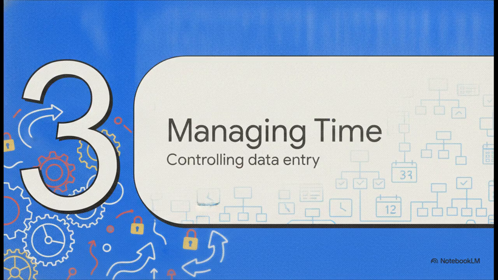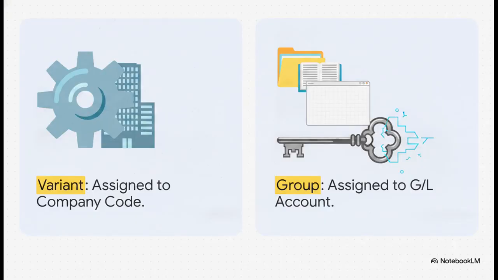Section 3. Managing time and status. With structure and risk sorted, we've got to dictate exactly how users enter data. You absolutely have to get these next two terms straight because people mix them up constantly. What's the real difference between a field status variant and a field status group? Well, the variant is a collection of groups assigned at the high company code level. It determines broadly if a field is hidden, optional, required, or display only during document posting.